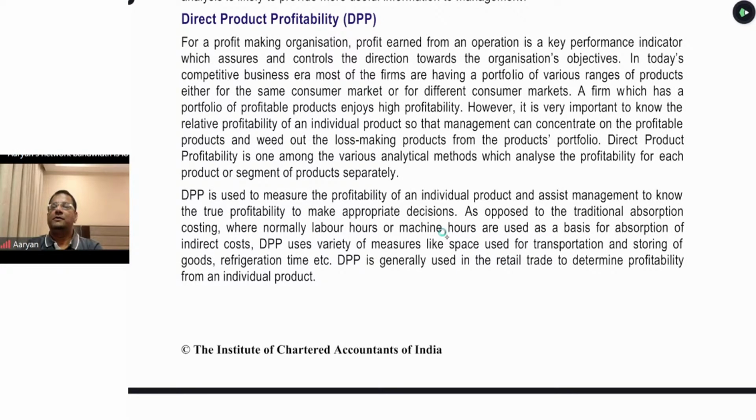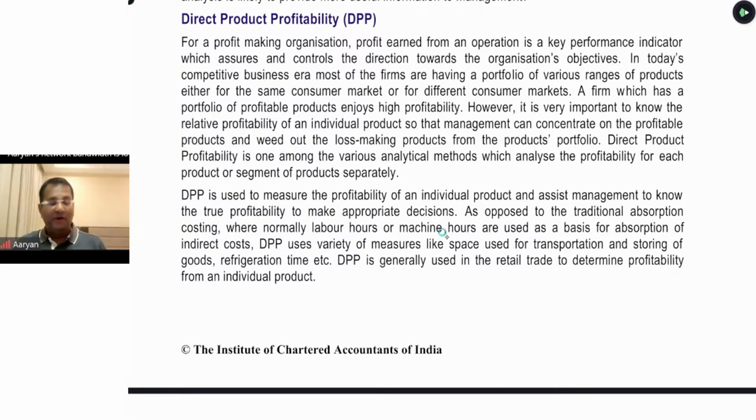Have you read out those steps? Can you please communicate to me what those 3 steps are, based on which we will find out the direct product profitability? Beta, already you have read out that point. Can you please tell me what those 3 steps are through which we can compute the direct product profitability?